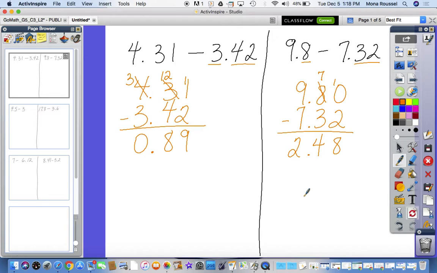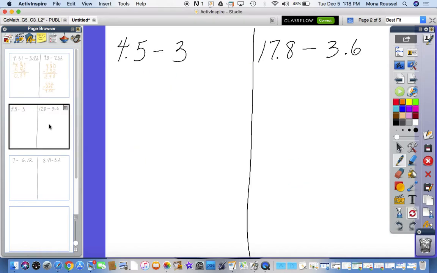Keep in mind that you can check your work when you subtract by adding. You would add 7 and 32 hundredths plus your difference of 2 and 48 hundredths, and that should give you 9 and 80 hundredths as the original problem had. So you can do that, and I encourage you to do that especially on tests when you're subtracting.